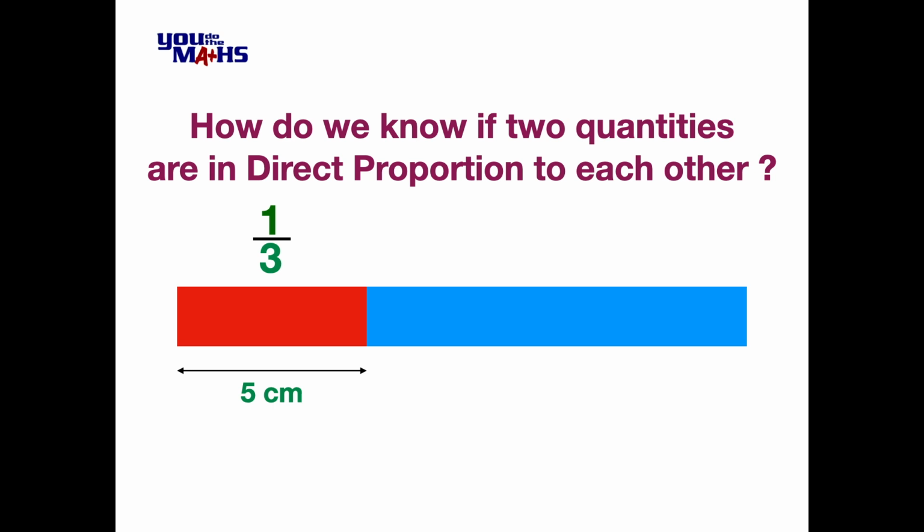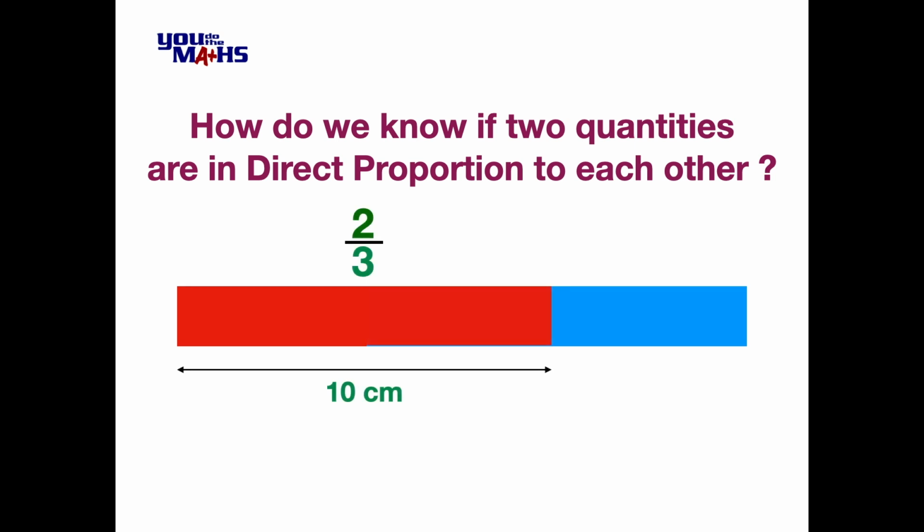So we've got a section of the ruler coloured in, that's in red, and it's 1/3 of the ruler, and the length that occupies is 5 centimetres. Now if they're in direct proportion, if one doubles, then so should the other quantity. So if we double the fraction coloured in, it's gone from 1/3 to 2/3, then the length should double as well. And in this case it has, it's gone from 5 centimetres to 10 centimetres.